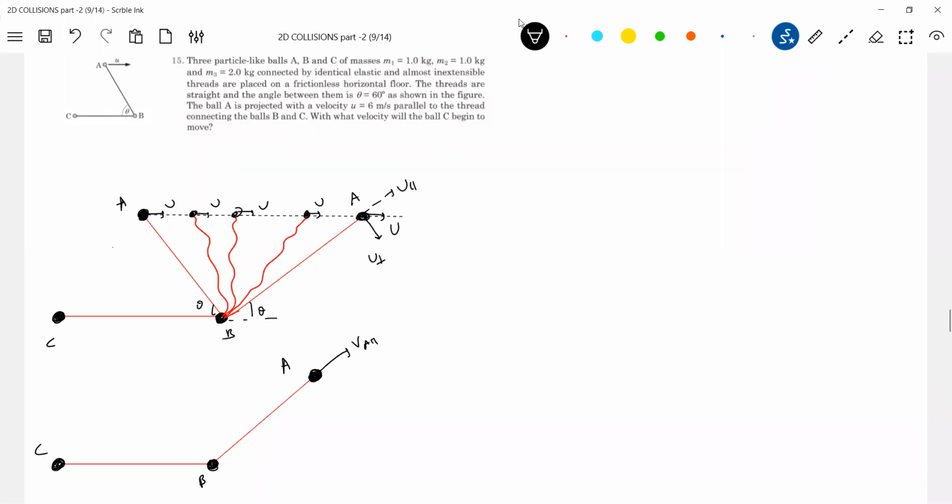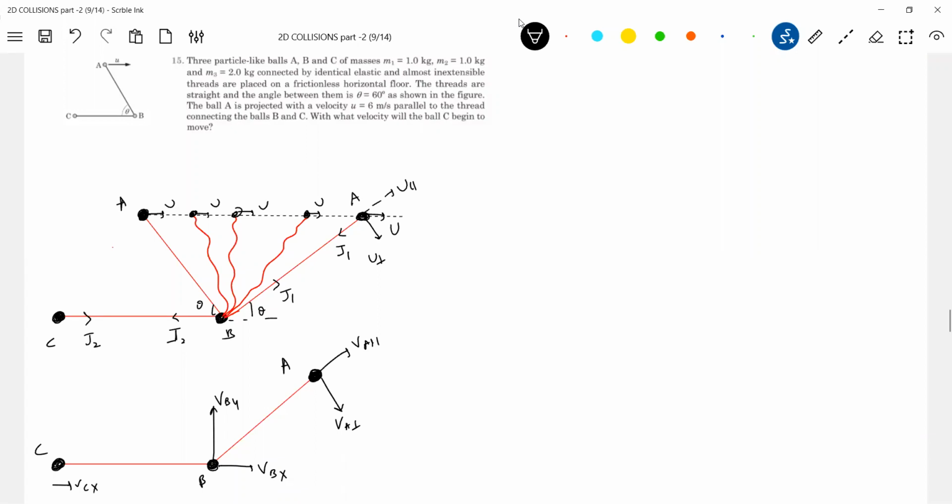The string will be jerked. Shall I show it here only? It will be jerk J1, and this is J2, and this is J2. Because of that impulse and initial velocity for particle A, what are the velocities? So VA parallel, and this will be VA perpendicular. For B you have to show VBX, VBY. And C will have only VCX.